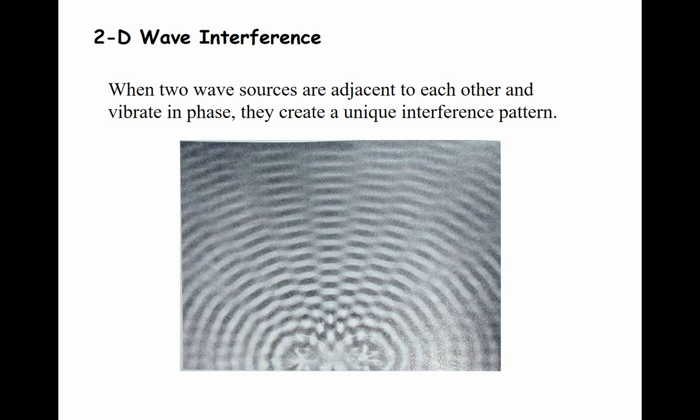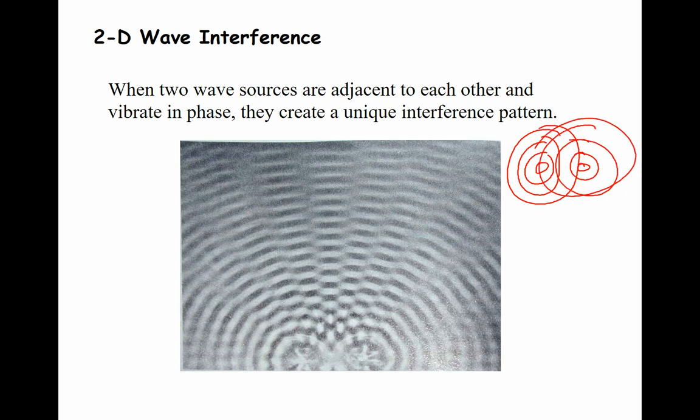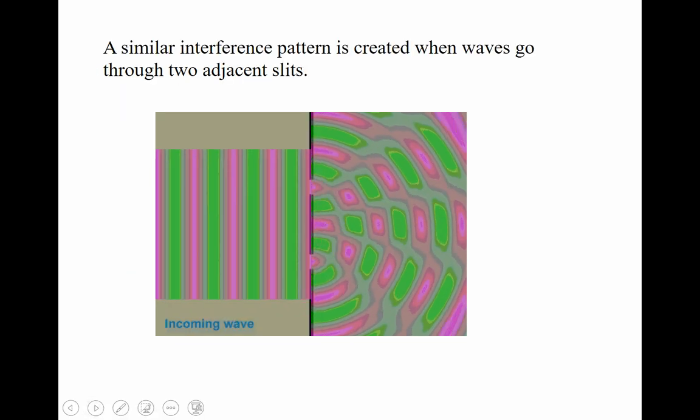Some nice homework for the summer might be to find a nice neat pond, go to the pond and try to throw two rocks into it at the exact same time. Each rock will create its own circular wave, and the circular wave from one will interfere with the circular wave from the other, and it'll create a nice, neat pattern that looks like this. Then I'm going to get you to watch a video to help explain it a bit more.